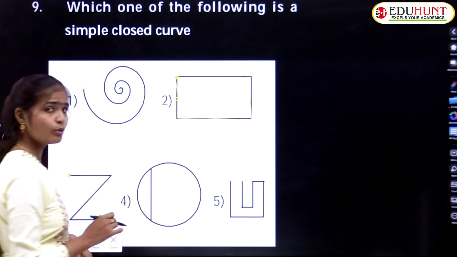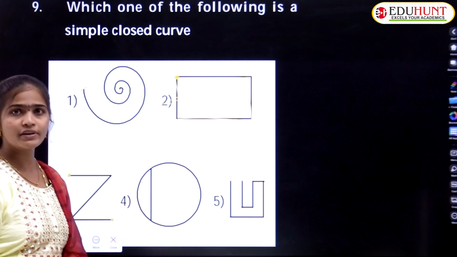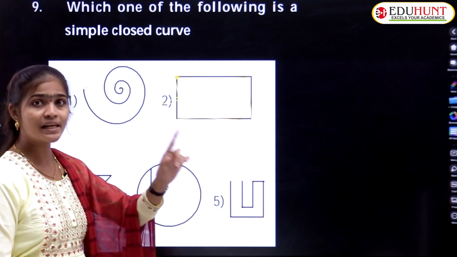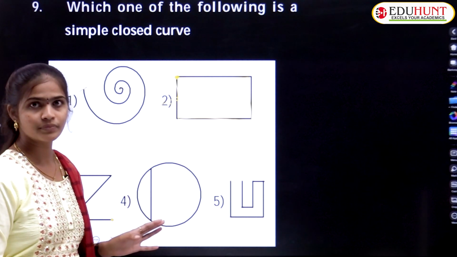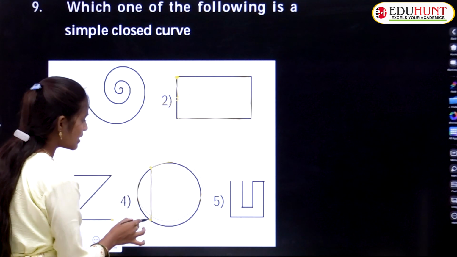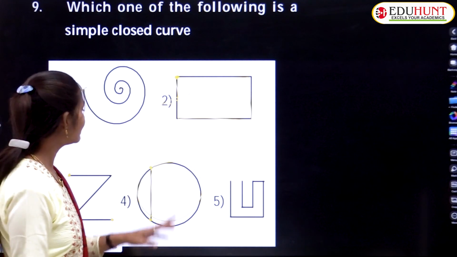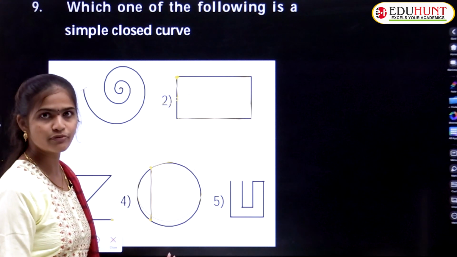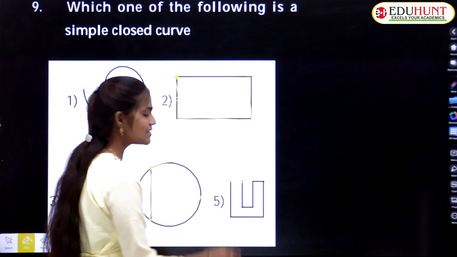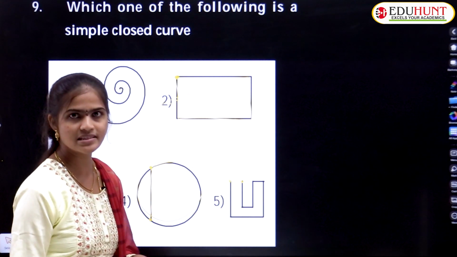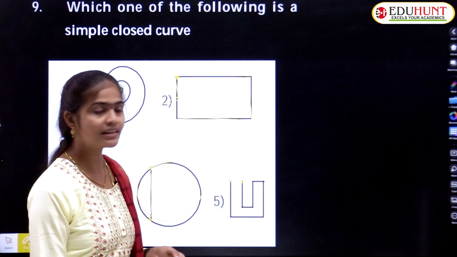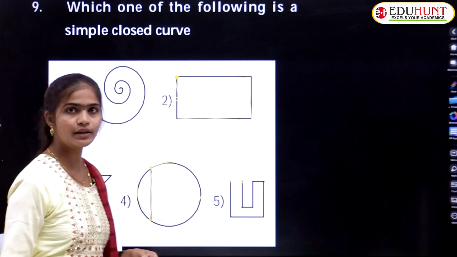And come to this, here you may have a doubt. Here madam, this is also a closed figure, no? Then why are you saying only this is the simple closed figure? Here in the question they ask for a simple closed figure, not a closed figure. Okay, so here this is a closed figure, but it has two other points also. Okay, that's why we are saying this is not a simple closed figure, but it is a closed figure. Okay, next come to that one. Here this is the starting point and this is the ending point. So two different points are there. That's why we will call this one an open figure. So which option is correct here? That is option 2. Okay.